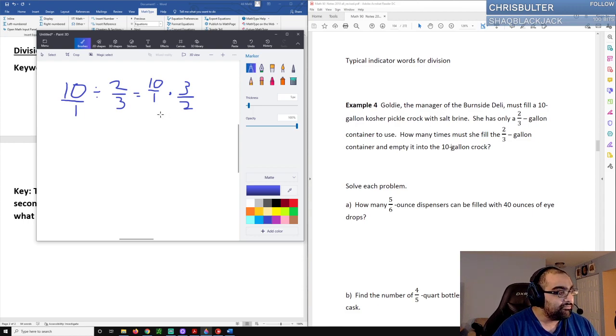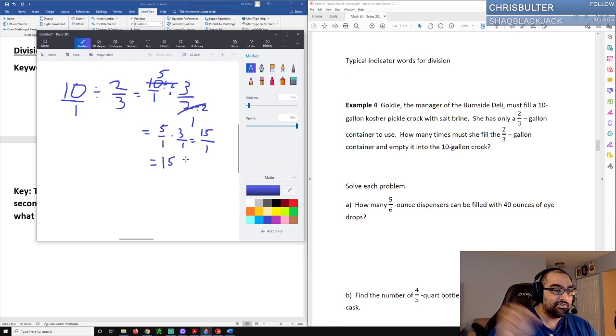Then we just reduce this down. We can divide by 2 here, so this becomes 1, this becomes 5. Here we get 5 over 1 times 3 over 1. So here we get 15 over 1, or just plain 15. So 15 times, we're just going to take this container and use it to fill up the whole 10-gallon crock. And that's your final answer for this problem.